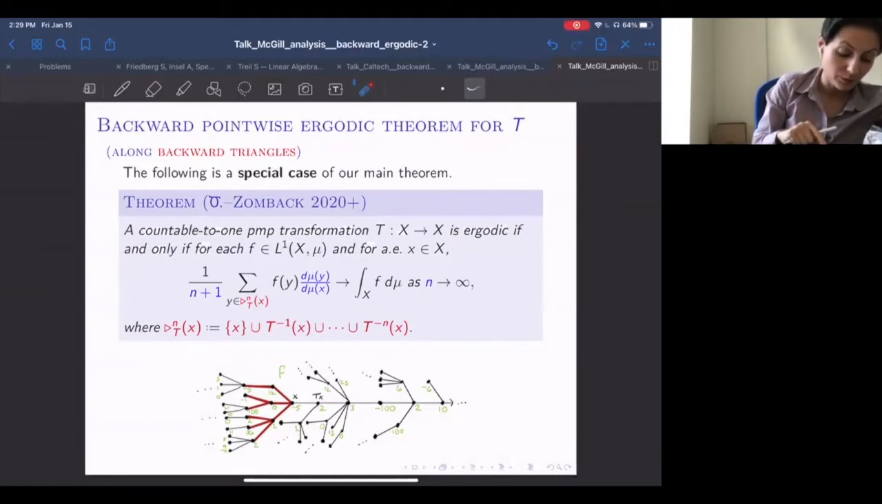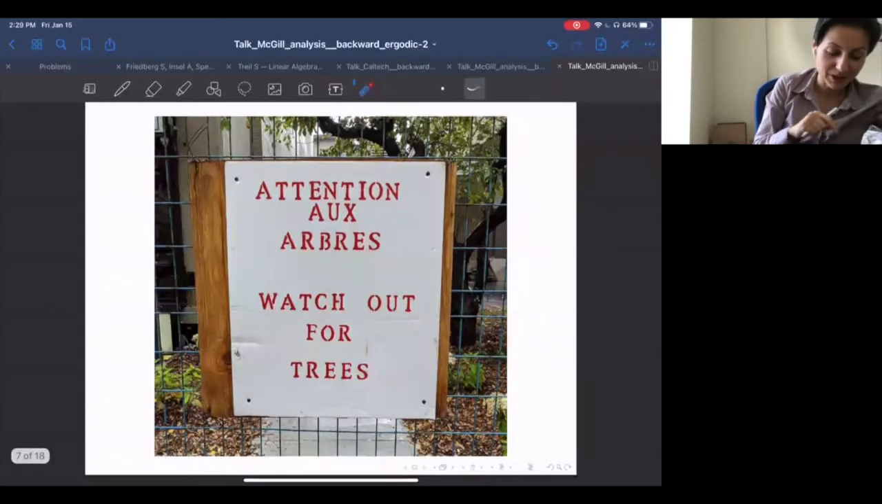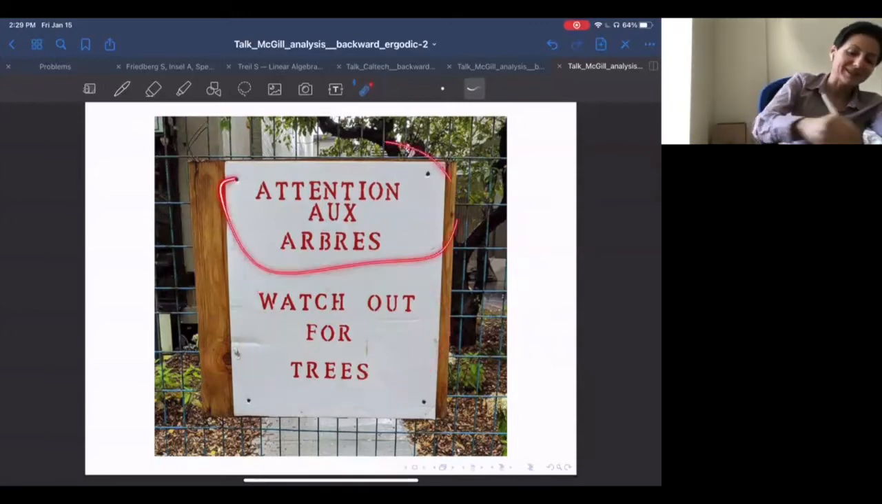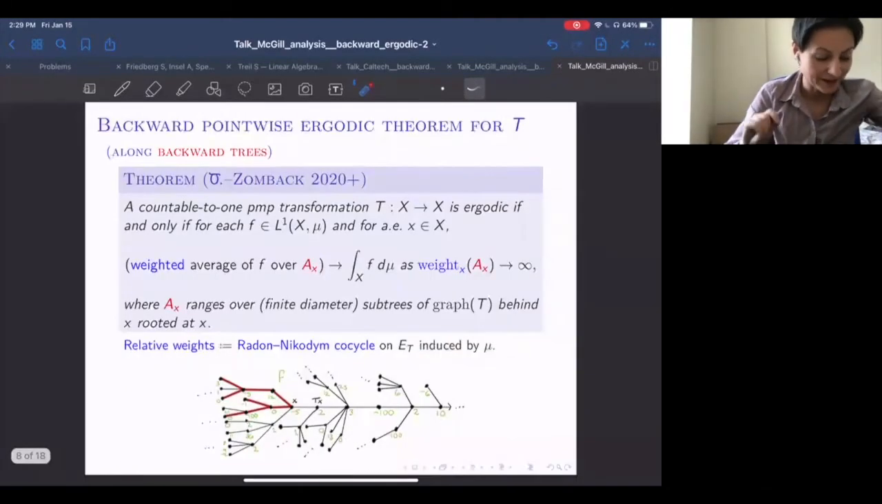And now I'm ready to move on to the general case. And this picture I took on campus maybe in September. So I couldn't believe it was right there for me. Anyway, so now trees come in.